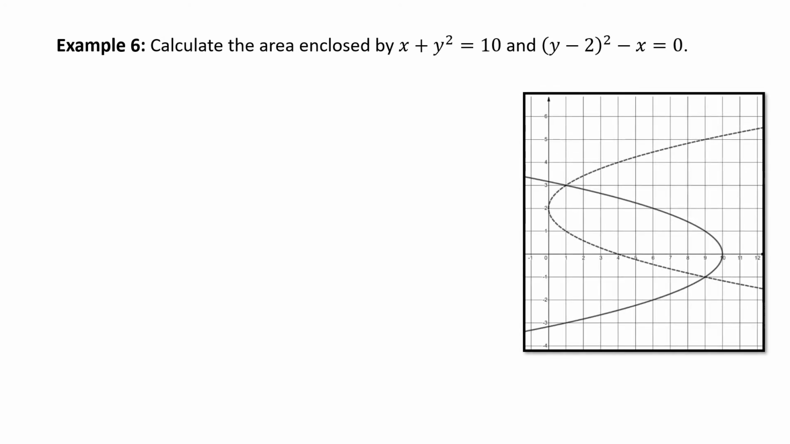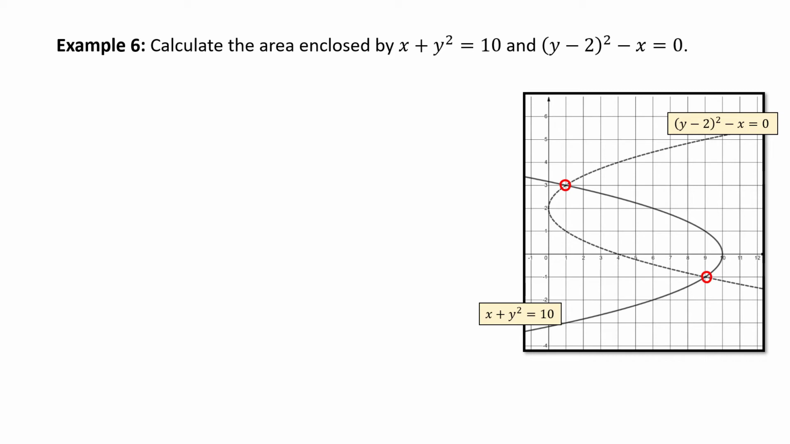The graph of y minus 2 quantity squared minus x equals 0 is a parabola that opens to the right with a vertex at (0, 2). The graph of x plus y squared equals 10 is also a parabola, but it opens to the left with a vertex at (10, 0). The graphs appear to intersect at 2 points.